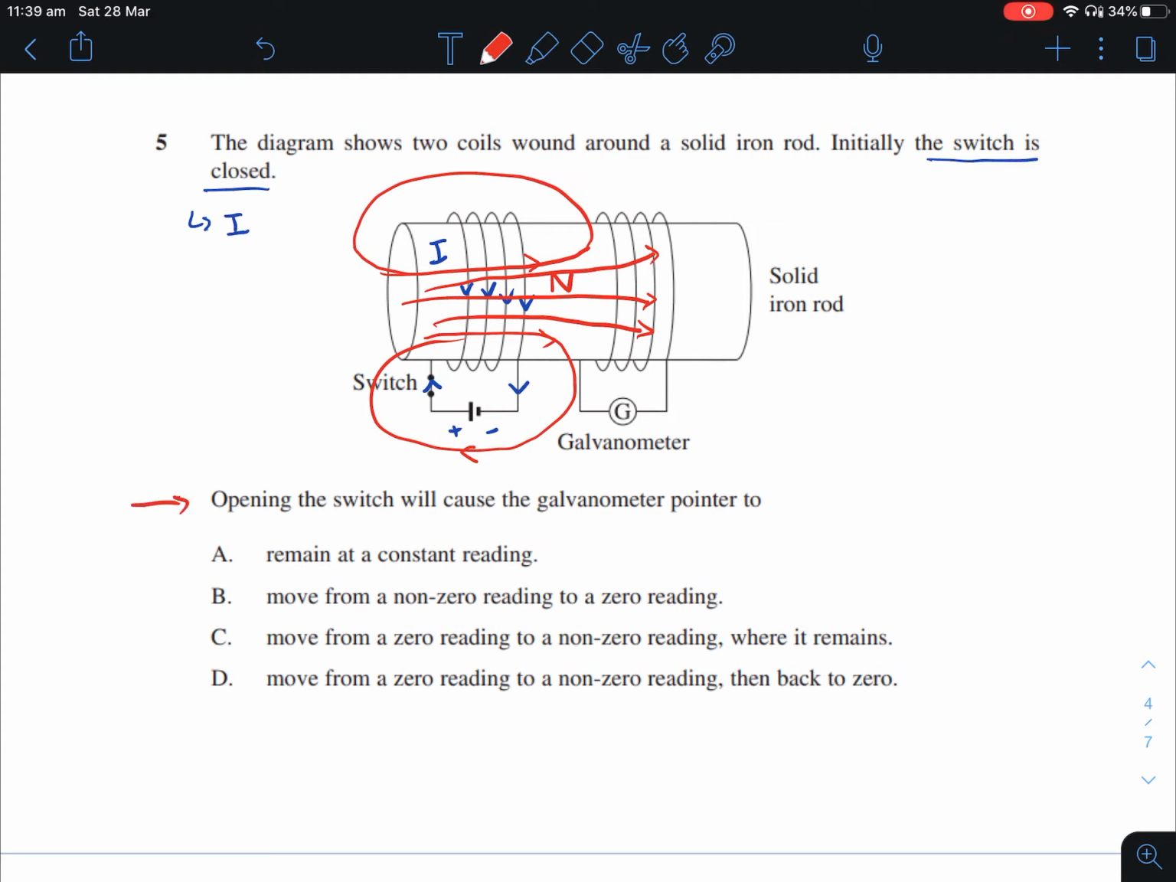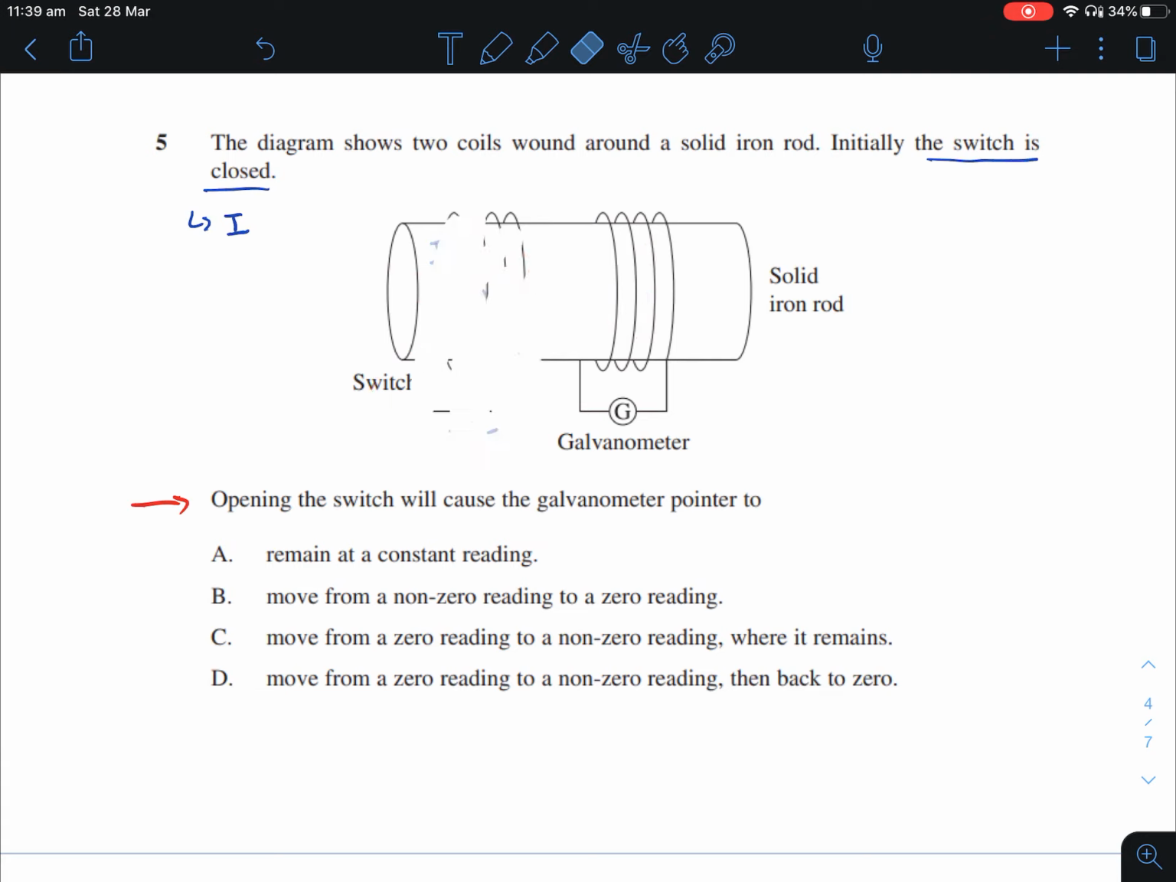We're told that the switch is going to be opened. What happens when the switch is opened? Well, the current isn't going to run anymore. There's going to be no more current, and no more electricity flowing through that coil on the left here, which means there's going to be no more magnetic field. All this is just going to go away.